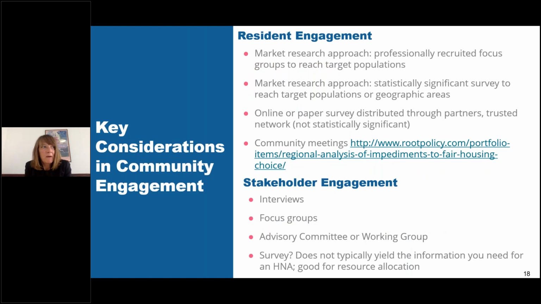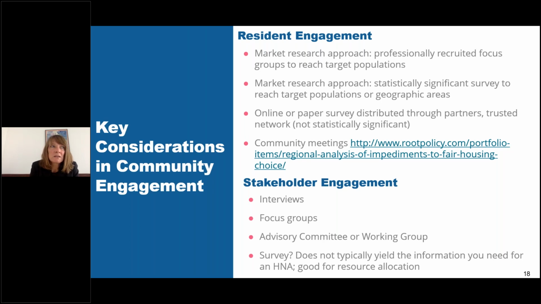So I'm going to talk a bit about community engagement and then strategy, and then we can take questions. Just key considerations in community engagement, and this is hard, I think, for everybody to understand until you're in it: what is going to be successful.